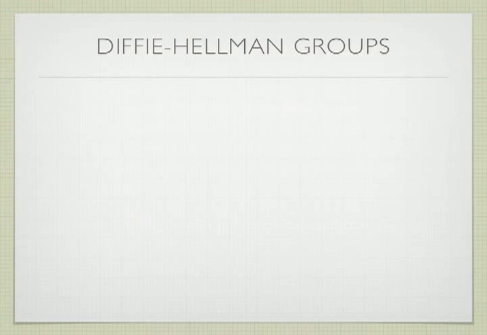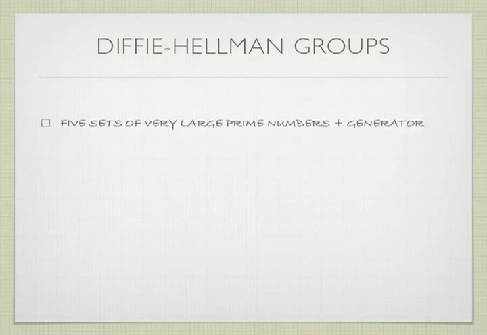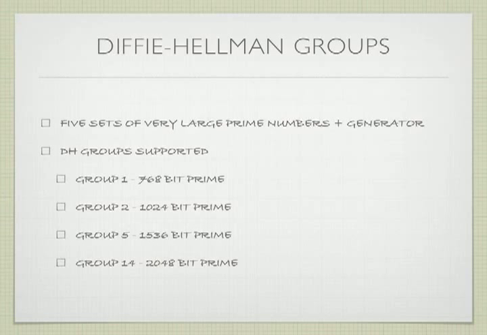Diffie-Hellman is set up in 5 different groups, and the mathematical algorithm is based on large prime numbers and a generator. So each of the groups represents a different prime number size. So you have group 1, 2, 5, and 14. And as you can see, as you go down the group structure, the size of the prime number and therefore the strength of the encryption increases.